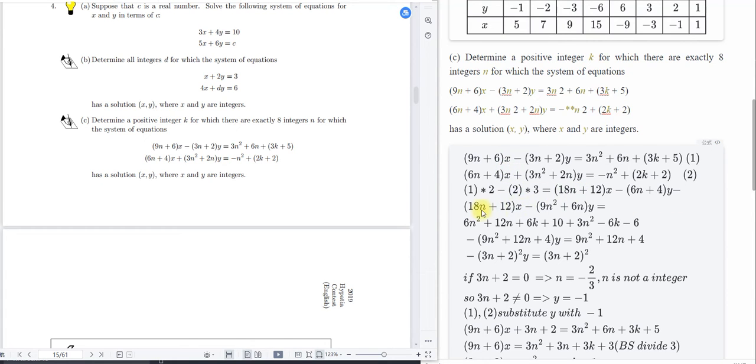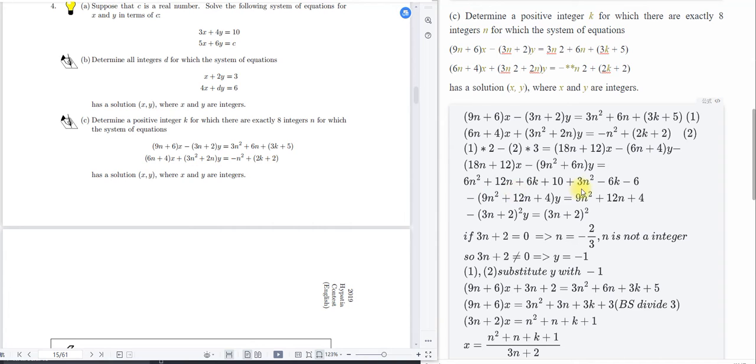And after we do the simplification, we get this equation. 3n plus 2 equals 0 means n equals minus 2/3, which is not an integer. So 3n plus 2 cannot be equal to 0. So y equals minus 1.